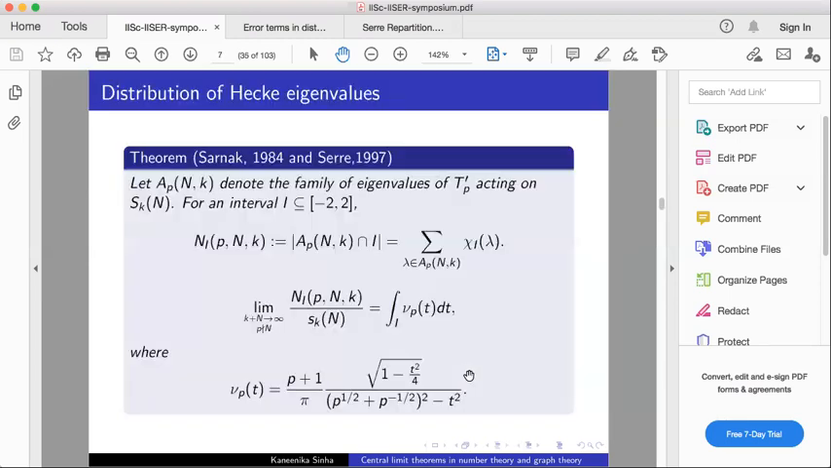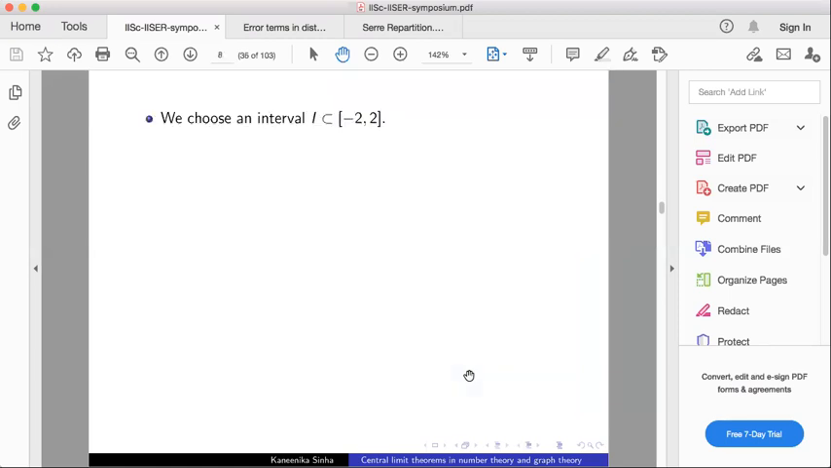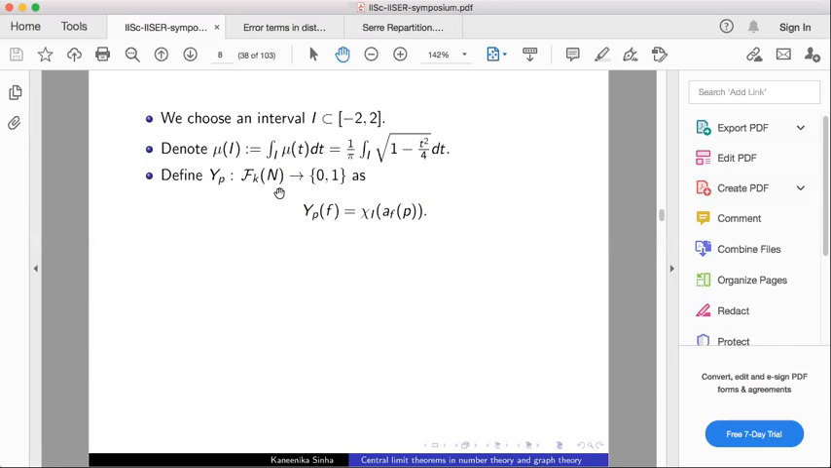So now what we do is we try to focus on this result and interpret it in a probabilistic way. We choose an interval I lying in the interval -2 to 2, and we denote mu of I to be equal to the integral of mu of t dt over the interval I. Here mu of t denotes the semicircle distribution measure, or what we also like to call the Sato-Tate distribution measure. Now we take our set of Hecke newforms and treat them as probability spaces, equipping them with the uniform probability.